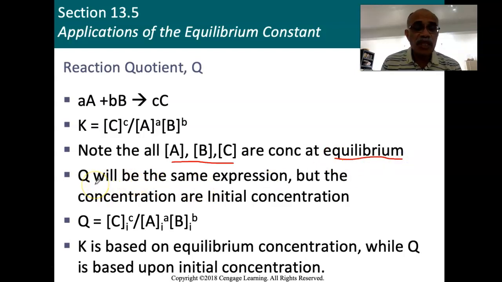Now, if you are determining Q, this is what we mean. Q will be the same expression, but the concentrations are the initial concentrations. So I've designated a subscript I, meaning initial. So Q will be equal to the initial concentration of C divided by the initial concentration of A multiplied by the initial concentration of B, of course raised to their coefficients. So K is based on the equilibrium, while Q is based on initial concentration.